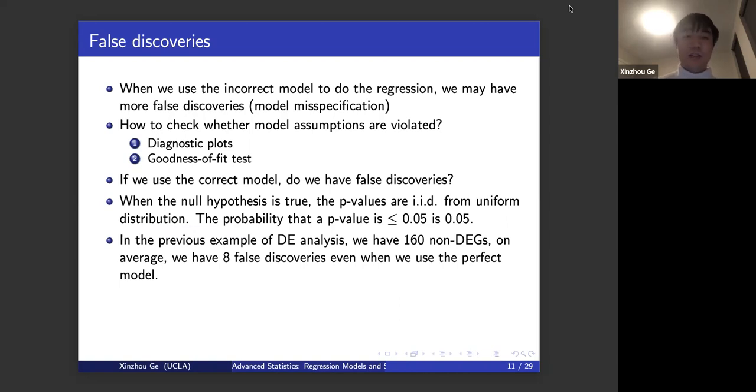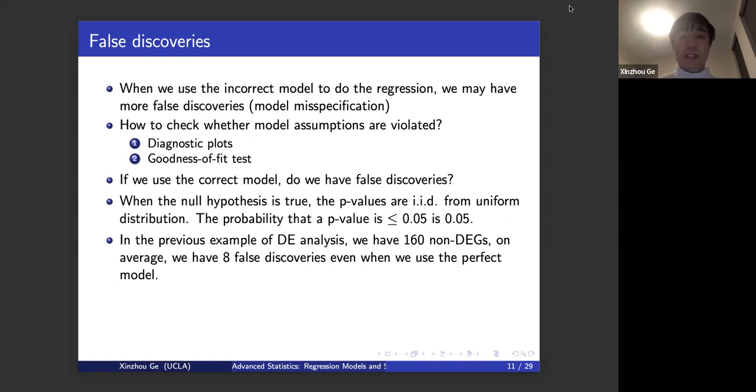The first way is to do diagnostic plots. As we have done before, for the models from negative binomial regression and Poisson regression, we can use diagnostic plots to see whether the assumptions are violated. This is one way. Another way is to do a goodness of fit test, and I will put it in the last part of the workshop if I have time. So we always need to check whether the model assumptions are violated before we decide to use a specific model.